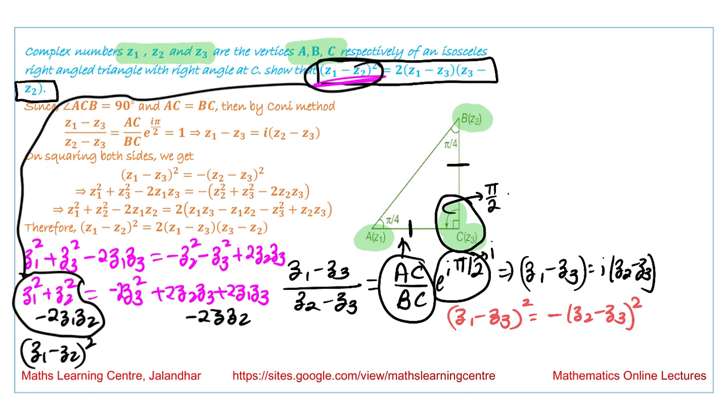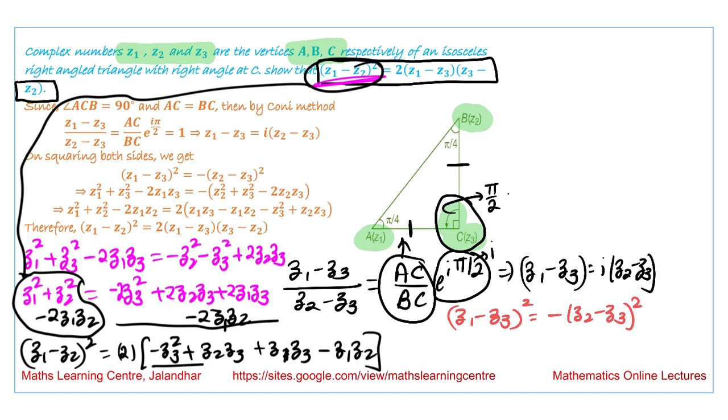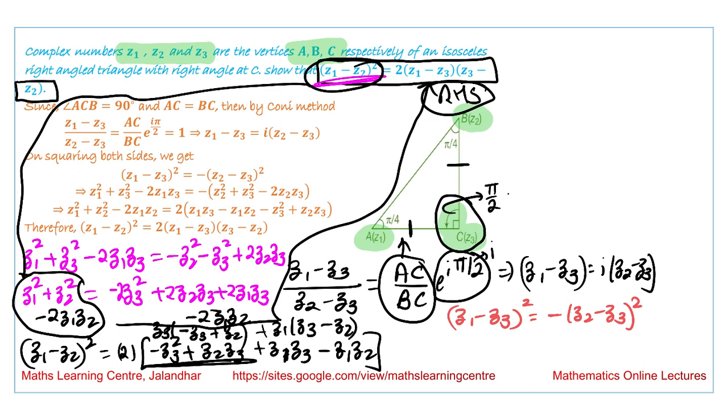which is the left hand side of this equation. And look at this term: if we take 2 common, we are left with minus z3 square plus z2 z3 plus z1 z3 minus z1 z2. If we take z3 common from the first two terms, we obtain minus z3 plus z2. If we take z1 common from the other two, we get z3 minus z2. So on adjusting these terms, we obtain the right hand side of this equation.